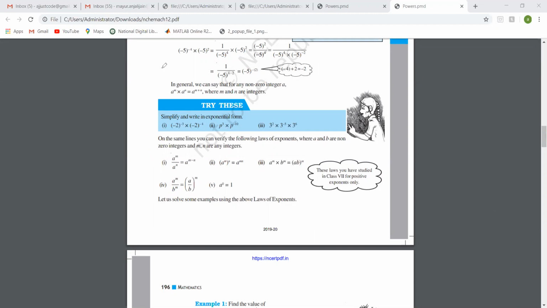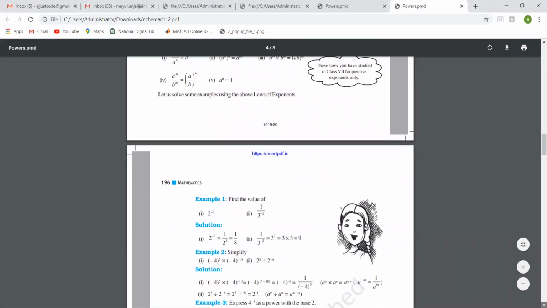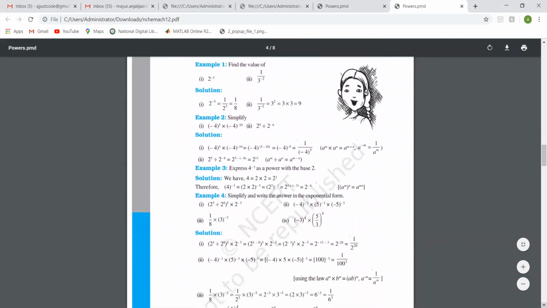Now see beta here, no one asked me, ma'am, what do we have to do in homework. I told you that you have to try only these questions. So you can see here the question: find the value of 2 raised to the power minus 3. So I can write it as 1 upon 2 raised to the power 3, which becomes 1 upon 8. Then 1 upon 3 raised to the power minus 2 is equal to 3 raised to the power 2. It becomes 3 into 3 is equal to 9. Then you will simplify it and divide it. You will use laws of exponents here.